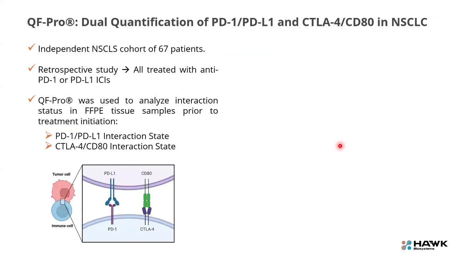We did then another study with another cohort of patients. In this case, they were also non-small cell lung cancer patients. Again, they were all treated with anti-PD-1 or PD-L1 therapies. And in this case, we looked at two different biomarkers. So we stained for PD-1, PD-L1, and for CD8, CTLA4.